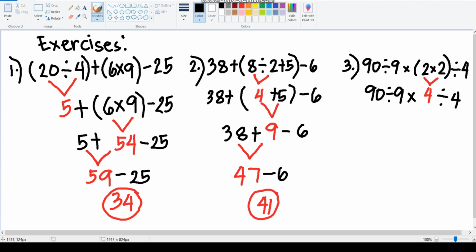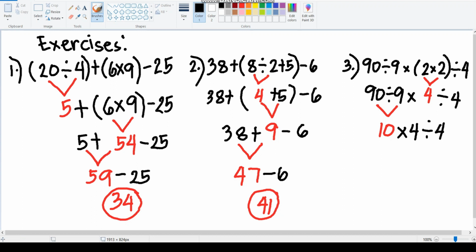Okay, next. So we are remained with the operations division, multiplication, and division. Because we are remained with division and multiplication, according to the rule that if division and multiplication are present in the expression, you have to solve from left to right. So we will start with 90 divided by 9. That will be 10. Now what will happen to the rest? Just copy it. So times 4 divided by 4.